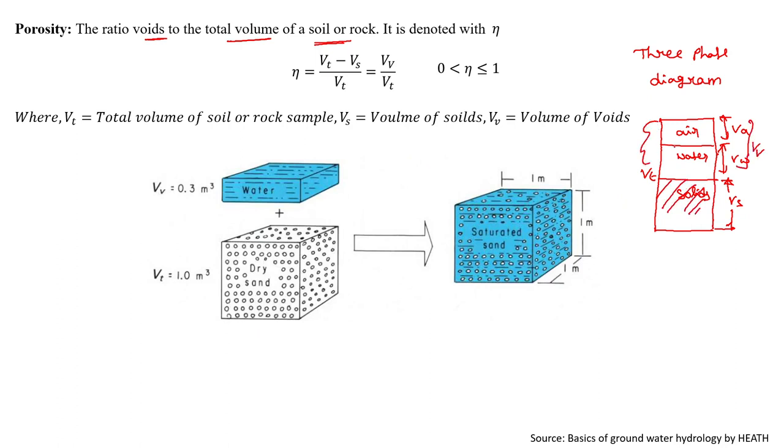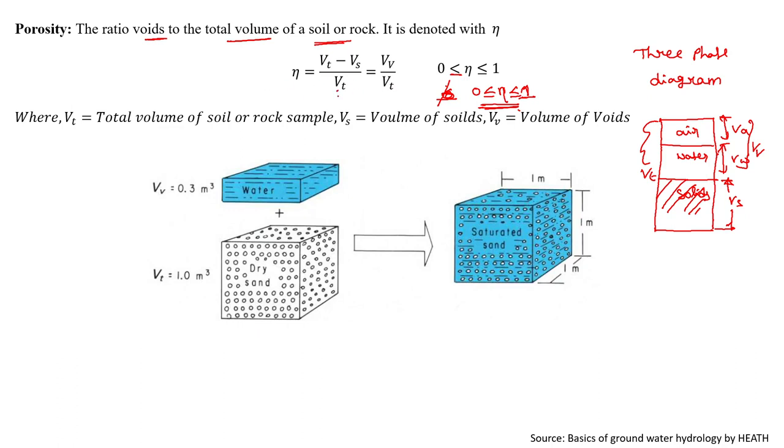So if we divide this volume of voids by the total volume, that particular ratio is nothing but porosity. And what is the range of porosity? It is greater than or equal to 0 and less than or equal to 1. Sorry, it can be equal to 0 also: 0 ≤ η ≤ 1. This is the range of porosity. Okay, you remember this. So the maximum can be 1 and the minimum can be 0.